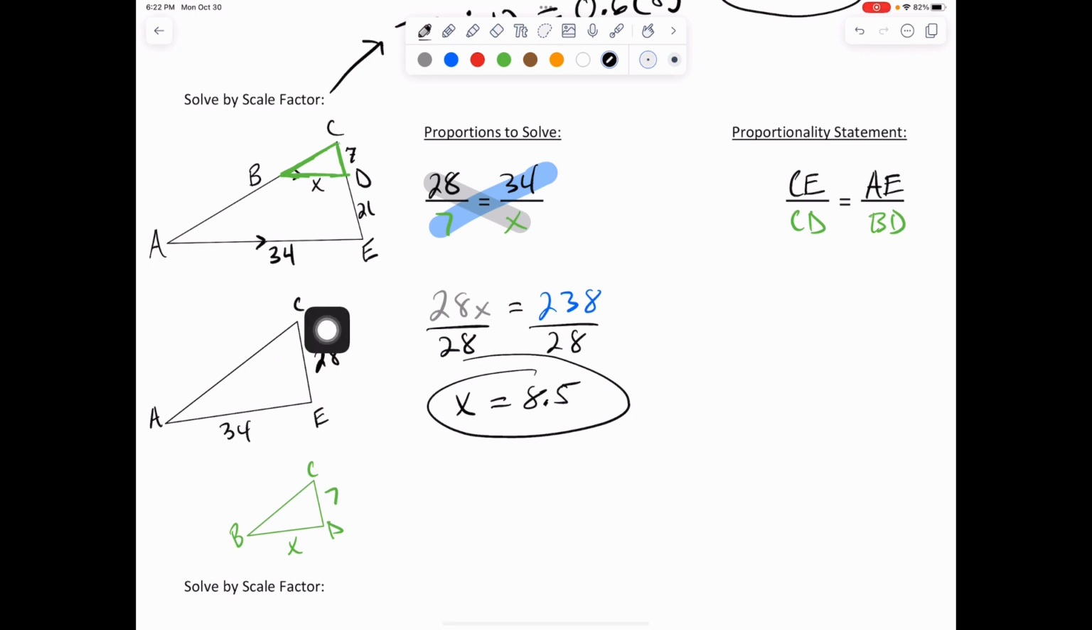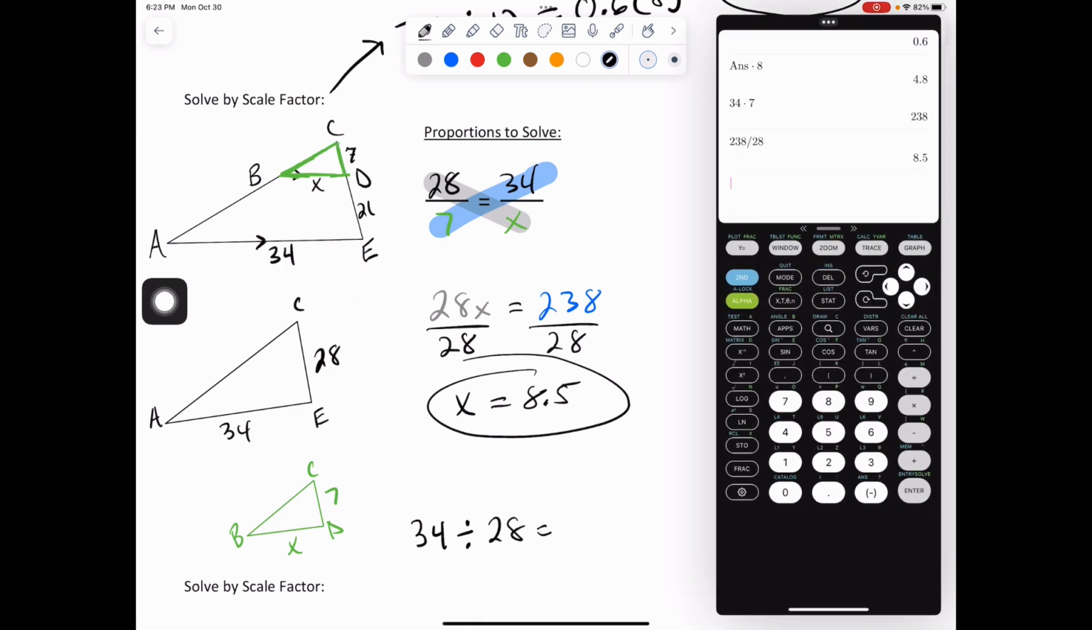Without even breaking this into twos, we're solving for the longer inside, or the larger of the green. If we know that we're solving for the larger, and AE corresponds with our CE, it provides our scale factor of AE divided by CE, so our AE is 34. If we take that and divide it by the entirety of CE of 28, that's going to give us our scale factor. So let's do 34 divided by 28.